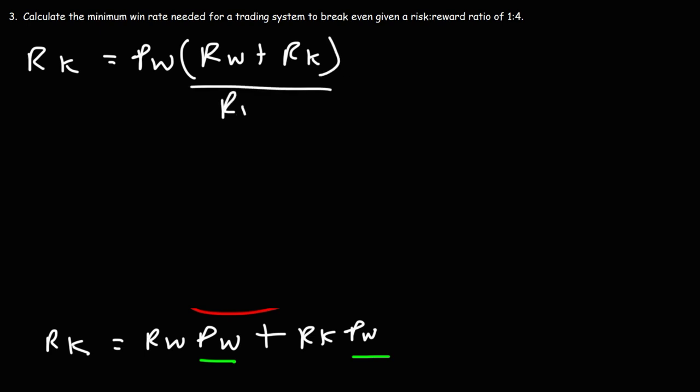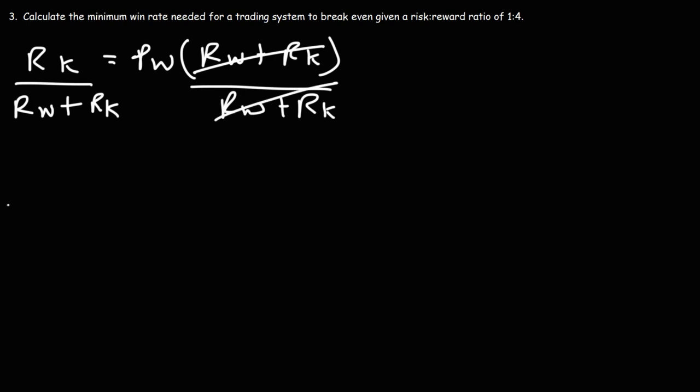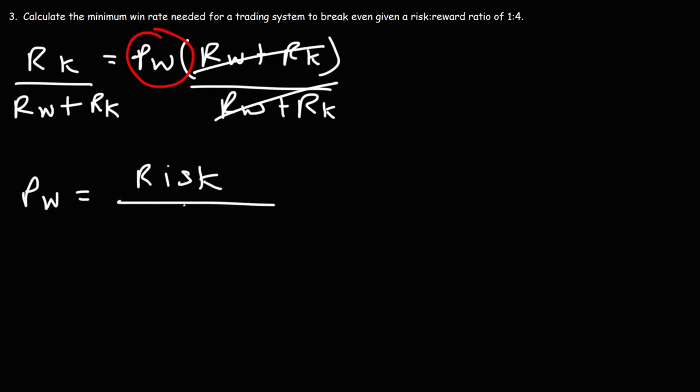Now we're going to divide both sides by RW plus RK. So thus we have the probability of winning, which is the only thing on this side of the equation, and that's equal to what we see on the left. That equals the risk, RK, divided by RK plus RW. That is the risk plus the reward. And to convert it to a percentage, we're going to multiply this by 100%. So that's the formula that we could use to calculate the probability of winning given a risk-reward ratio.